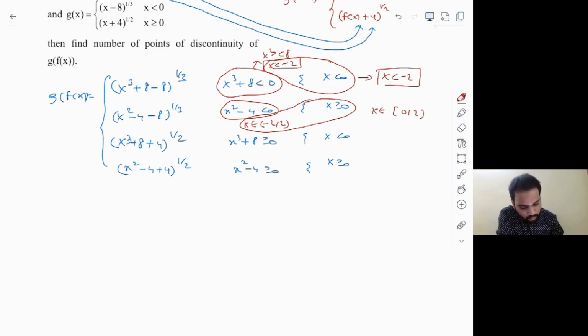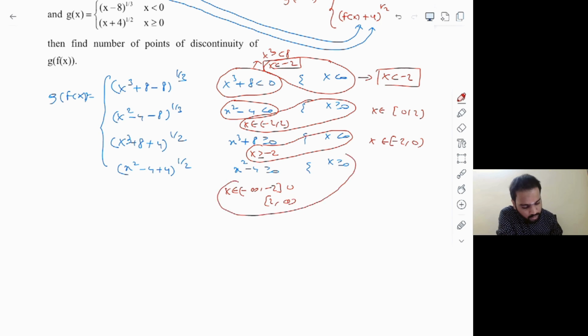And then next case, this is x cube plus 8 greater than or equal to 0, which will obviously give you x greater than or equal to minus 2, but taking common part with x less than 0 will give you x belongs to closed minus 2 to open 0. And then similarly, the last case, that is x square minus 4 greater than or equal to 0, means x belongs to minus infinity to minus 2 closed, union closed 2 to infinity, taking common part with x greater than or equal to 0, which will give you x belongs to 2 to infinity.